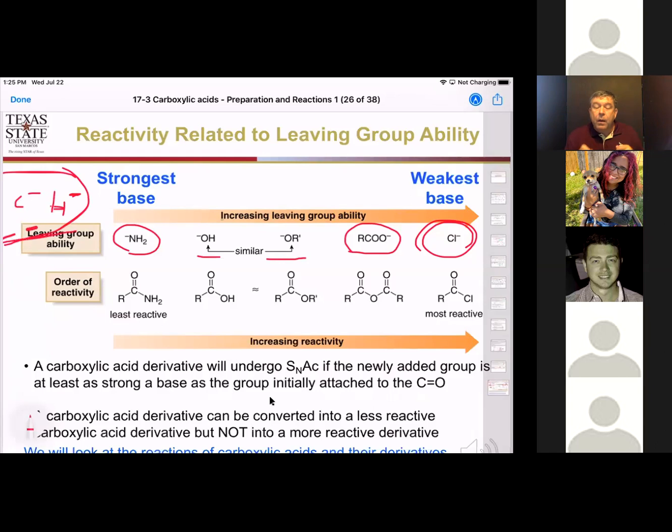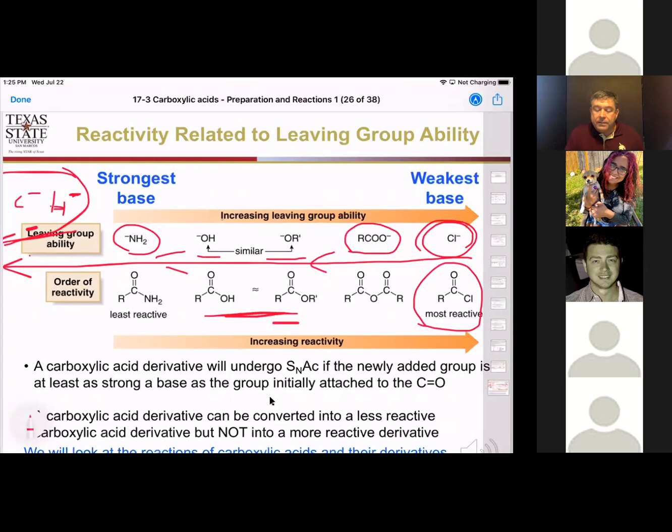So what we see in this trend is that as our base strength increases, it decreases the ability of our leaving group to leave and regenerate our carbonyl compound. What that means is our acid chlorides here are most reactive because the leaving group is the weakest base. Our esters and carboxylic acids are less reactive than the anhydride or the chloride because of the increased basicity of the leaving group.